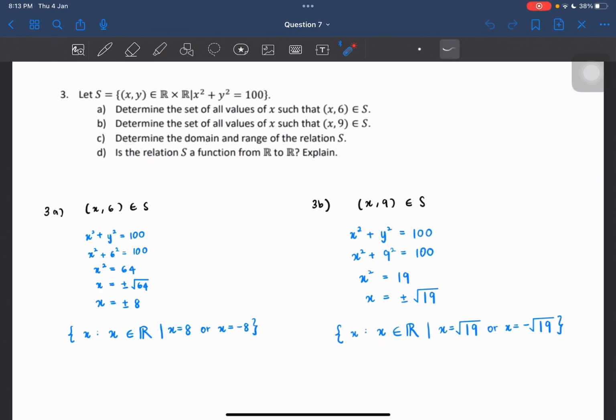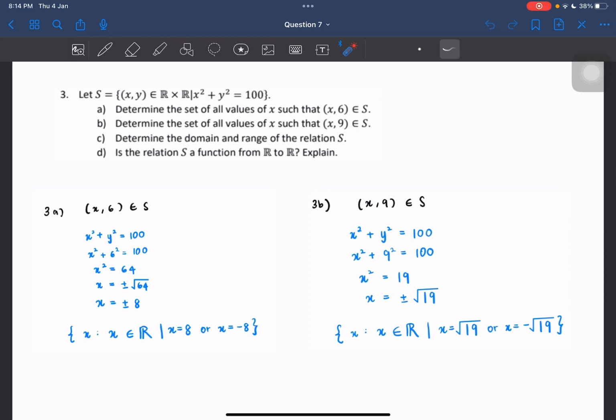So we are given the equation x squared plus y squared is equal to 100 from the question. So we just need to substitute the y value into the equation given. So x squared plus 6 squared is equal to 100. So we just need to minus 6 squared on both sides, and then we got x squared is equal to 64. And then we need to square root both sides. Then we got x is equal to plus minus square root 64, and we got x is equal to plus minus 8. So here we got x is equal to 8 or x is equal to negative 8.